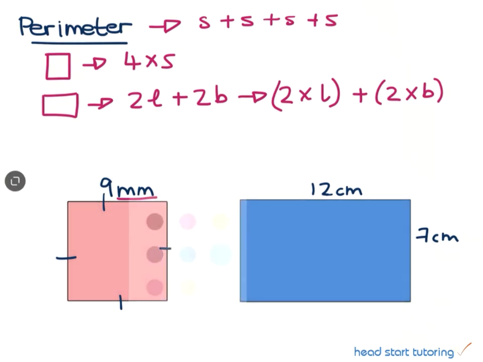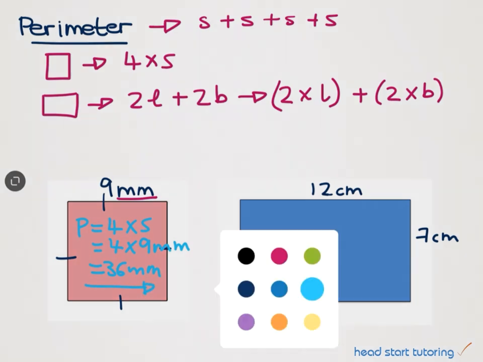So if we have a look here, the perimeter of our square. The perimeter of our square is equal to 4 times our side, which is equal to 4 multiplied by 9 millimeters, and that is equal to 36 millimeters. So the perimeter of our square is 36 millimeters.